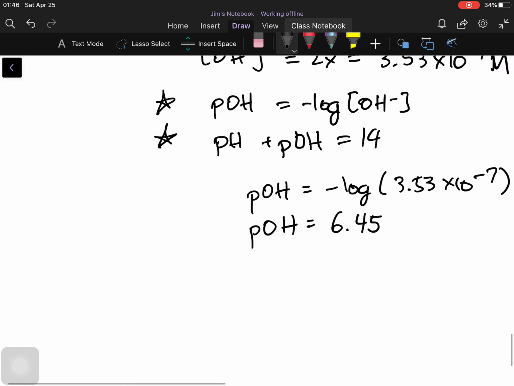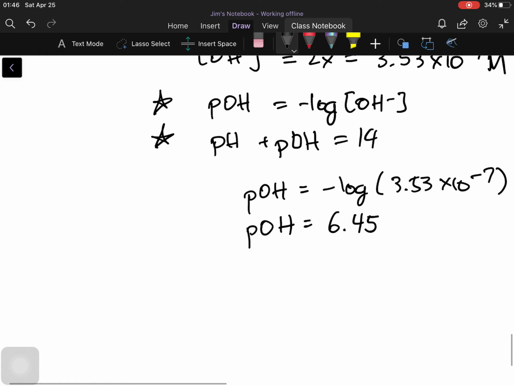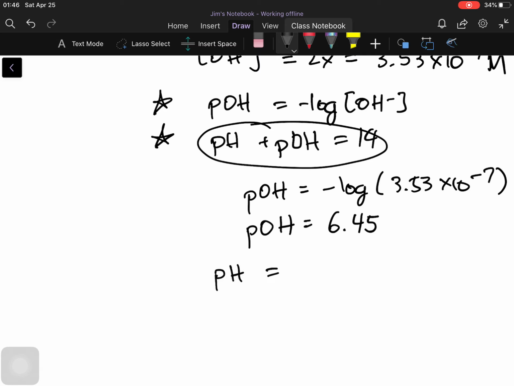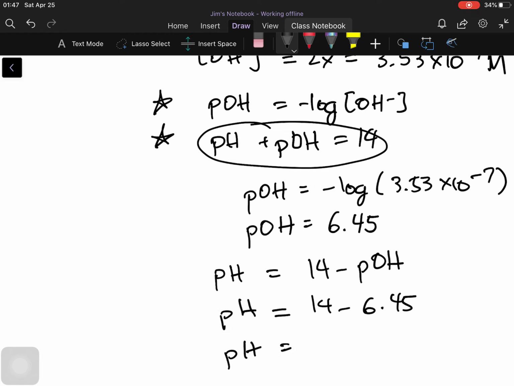Okay, so to solve for pH, we're just going to rewrite this equation. So pH is equal to 14 minus pOH. That's 14 minus 6.45. The pH is equal to 7.55. So that is the final answer.